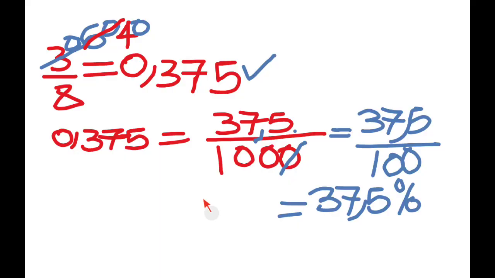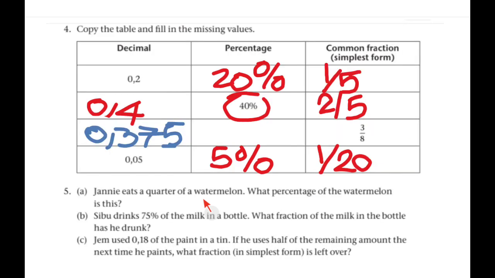Let's go back to the table and fill it in. 37.5%. And that is how you go from one form to the other when it comes to percentages, decimal fractions, and common fractions.